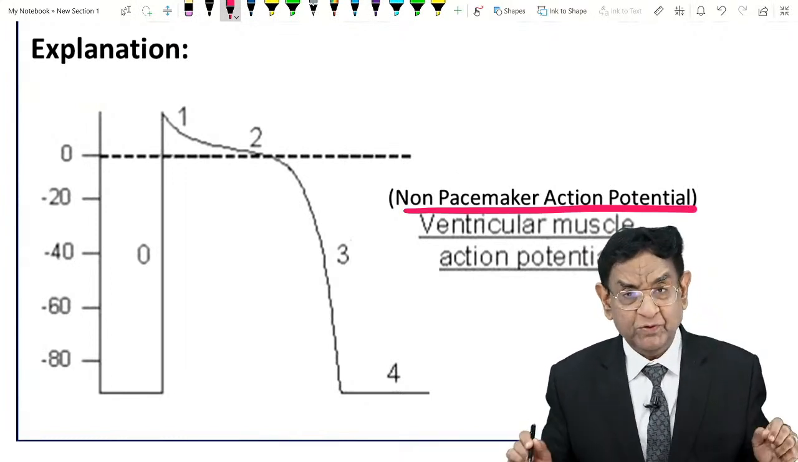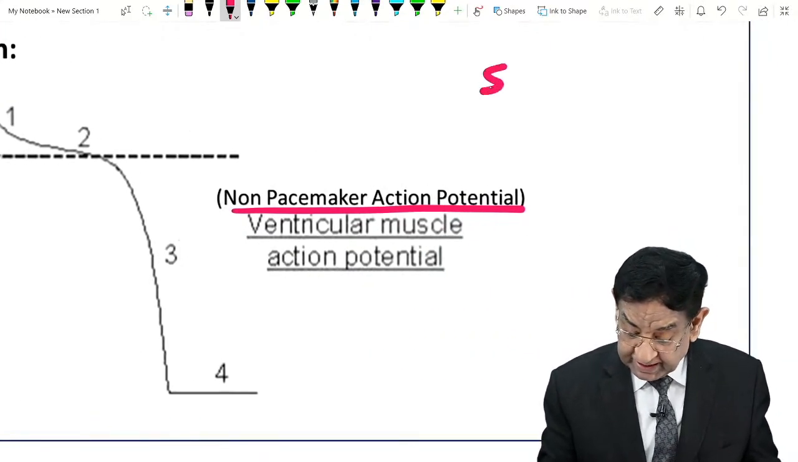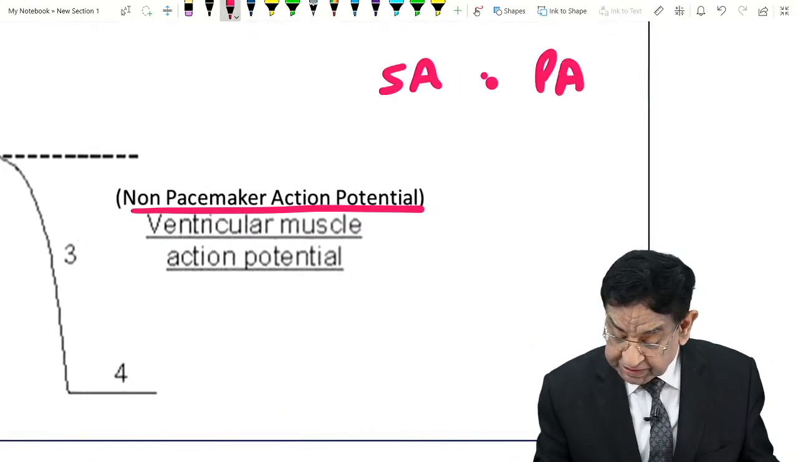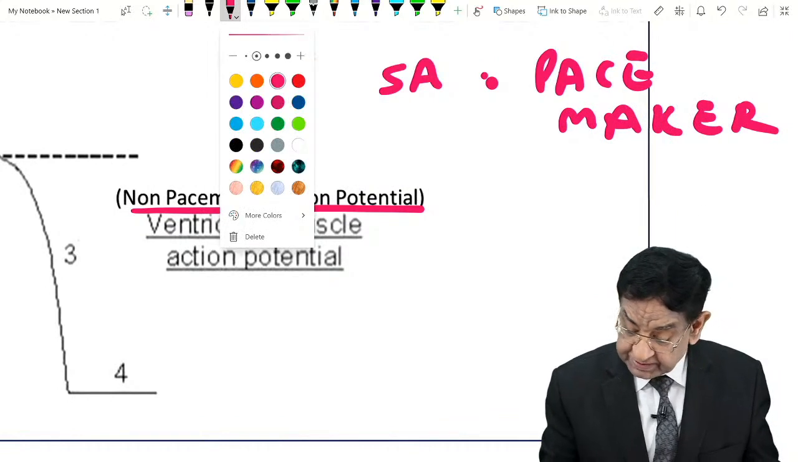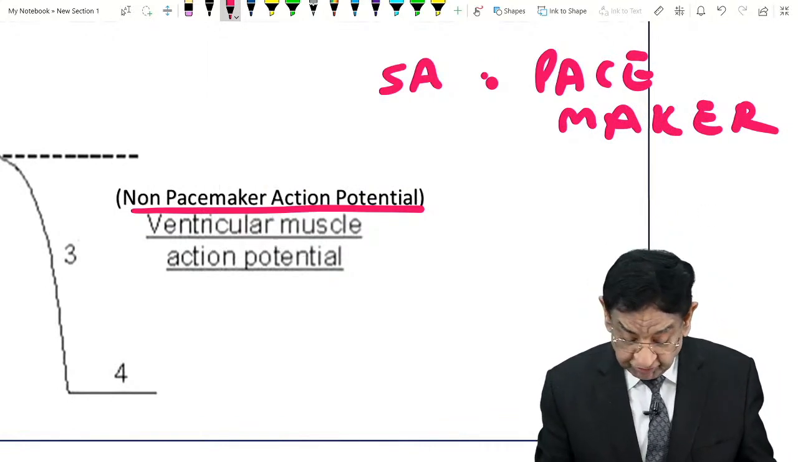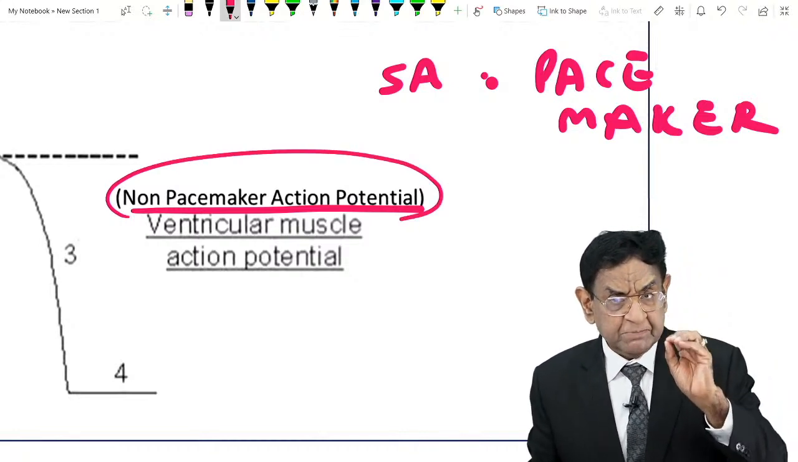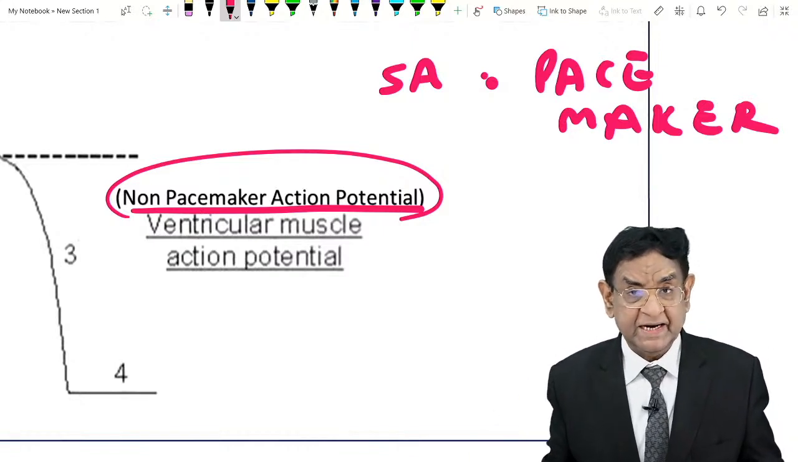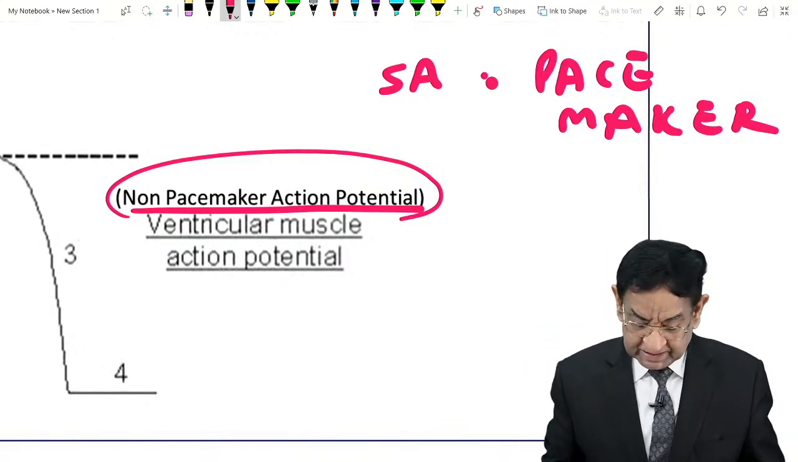Before I really go, I would like to again emphasize, we have a SA node which has a pacemaker potential, and we have the myocardial cells, which have a non-pacemaker action potential. The action potentials of these two, pacemaker and non-pacemaker, differ entirely, and that is the most confusing thing in the whole of cardiology.